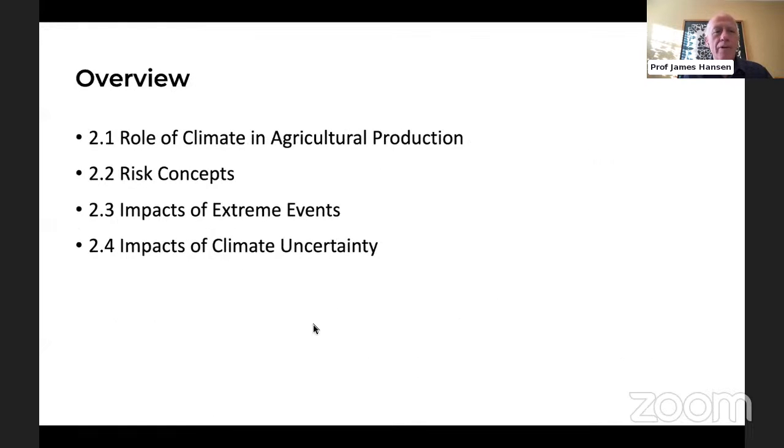So 4 topics: role of climate in agricultural production, risk concepts and terms, impacts of extreme events, impacts of climate uncertainty.